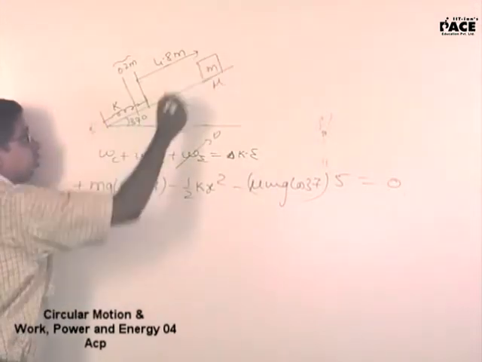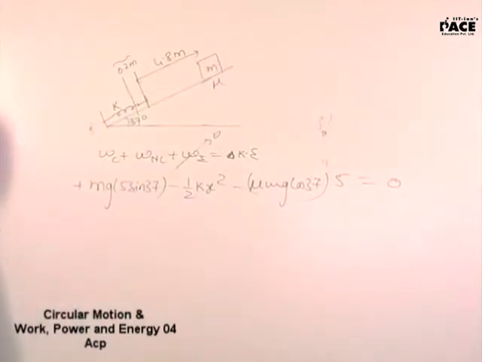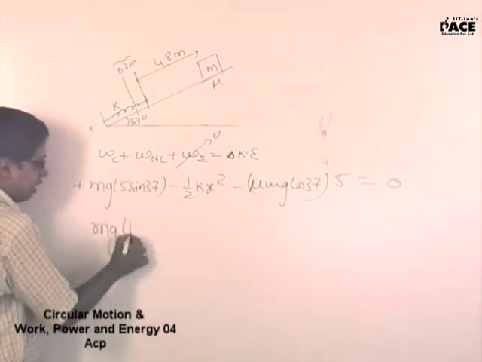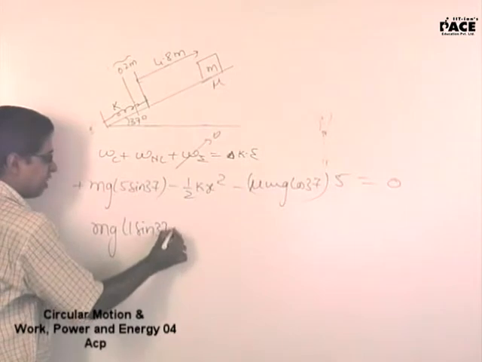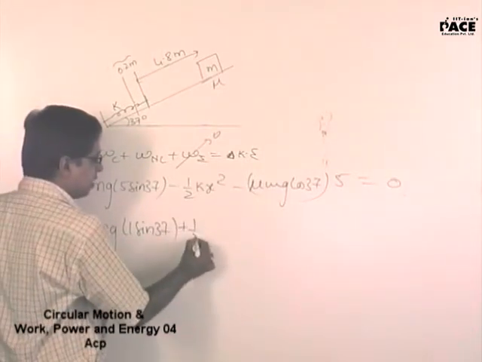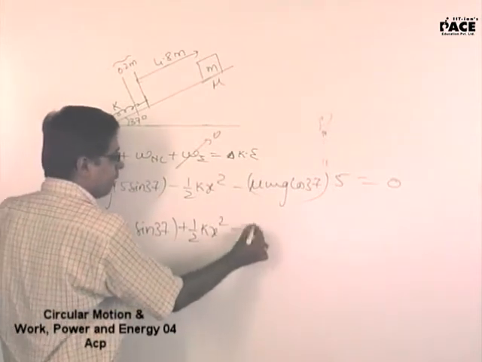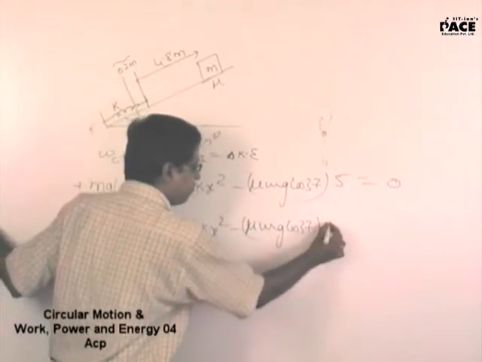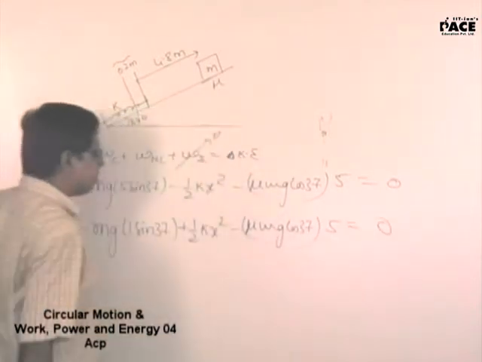Now from here it will go up by a distance of 1 meter. When it goes up by a distance of 1 meter, mg into 1 sine 37, obviously with a negative sign, plus half kx square minus mu mg into cos 37 into 5. Sum total should again be 0.